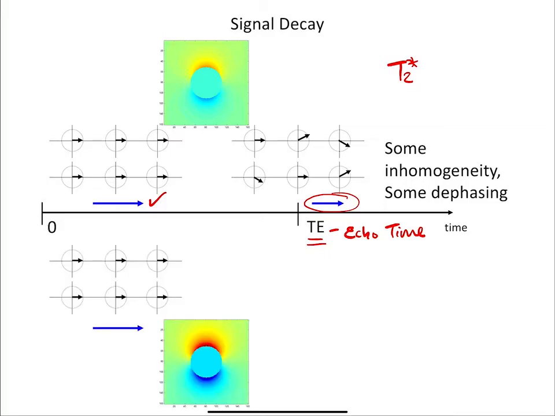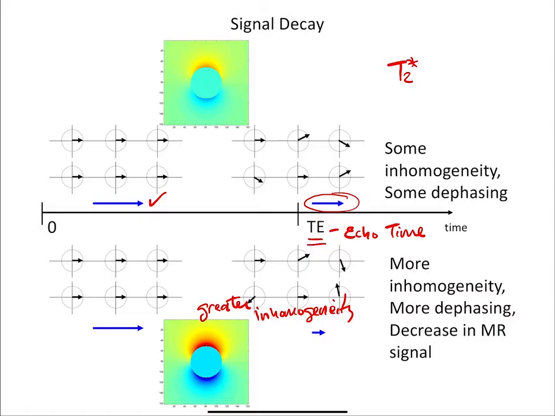Now let's say the inhomogeneities are even greater. Then the field is much more different across space, so the spins get even more out of phase, and you see that arrow gets even shorter. So in this case, there's a lot more dephasing. This would have what's called a shorter T2 star, because it's going to decay faster. And this same process is actually the basis of fMRI, and we'll talk about that towards the end of today.